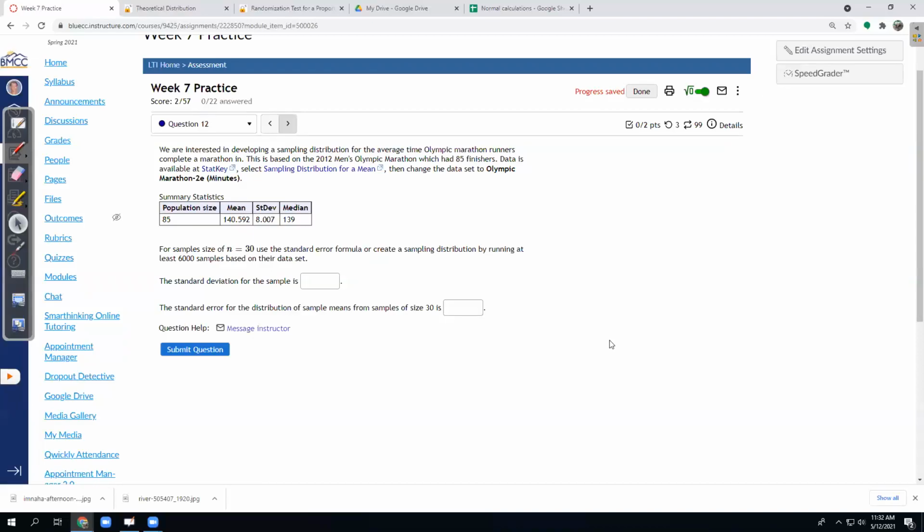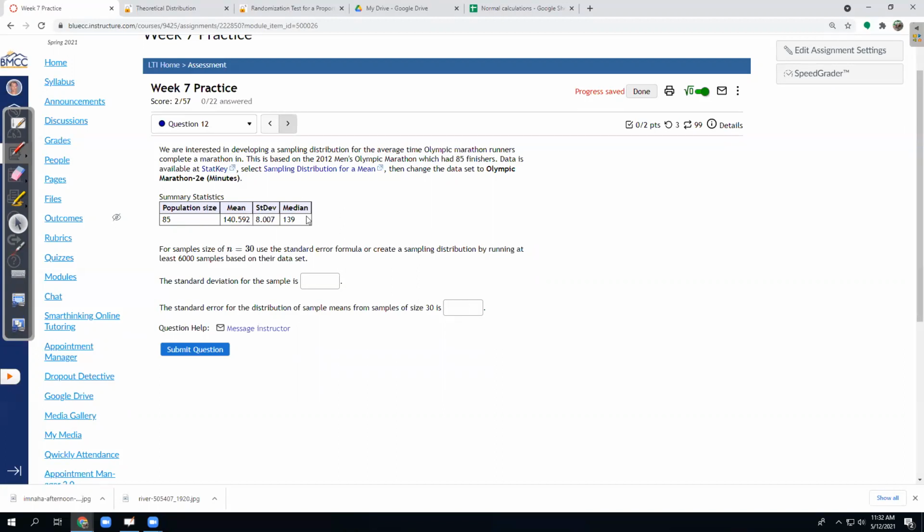So the point of this problem is just to distinguish between population parameters and sampling distribution parameters. I'm given some information on a population. The population is 2012 Olympic marathon runners, the 85 finishers. They're their own population. They had a mean finishing time of 140.952 minutes and a standard deviation of about 8.